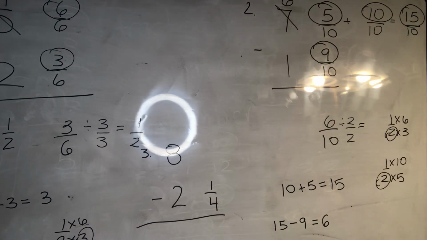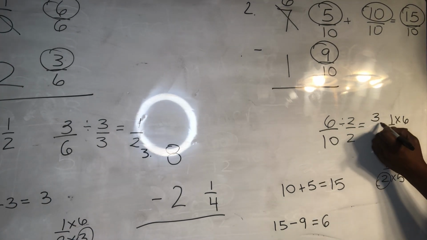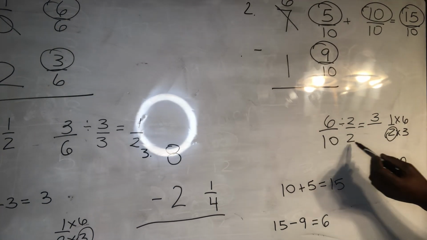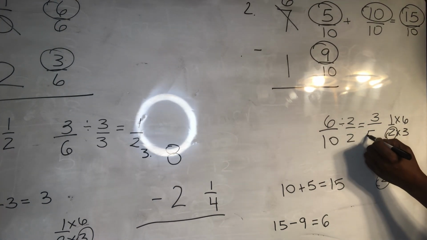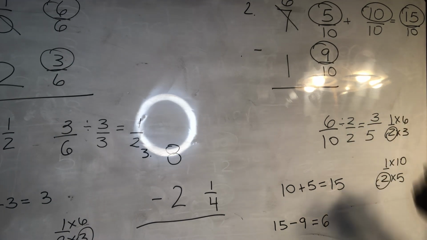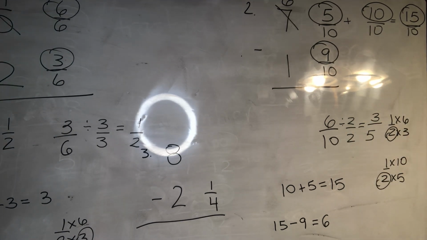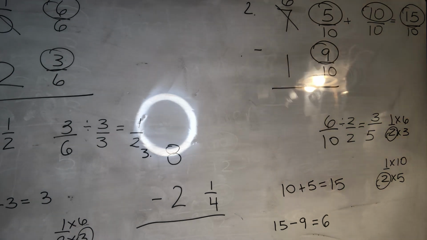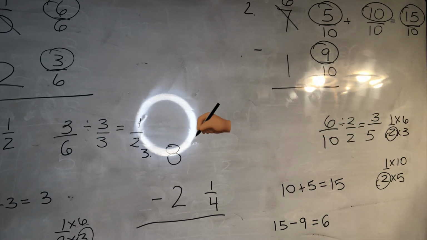Knowing that division is the opposite of multiplication, 2 times 3 is what gave us the 6. 2 times 5 is what gave us the 10. So now we should have a new fraction of 3 over 5. I hope everyone's with me. I know you guys are. Great job.